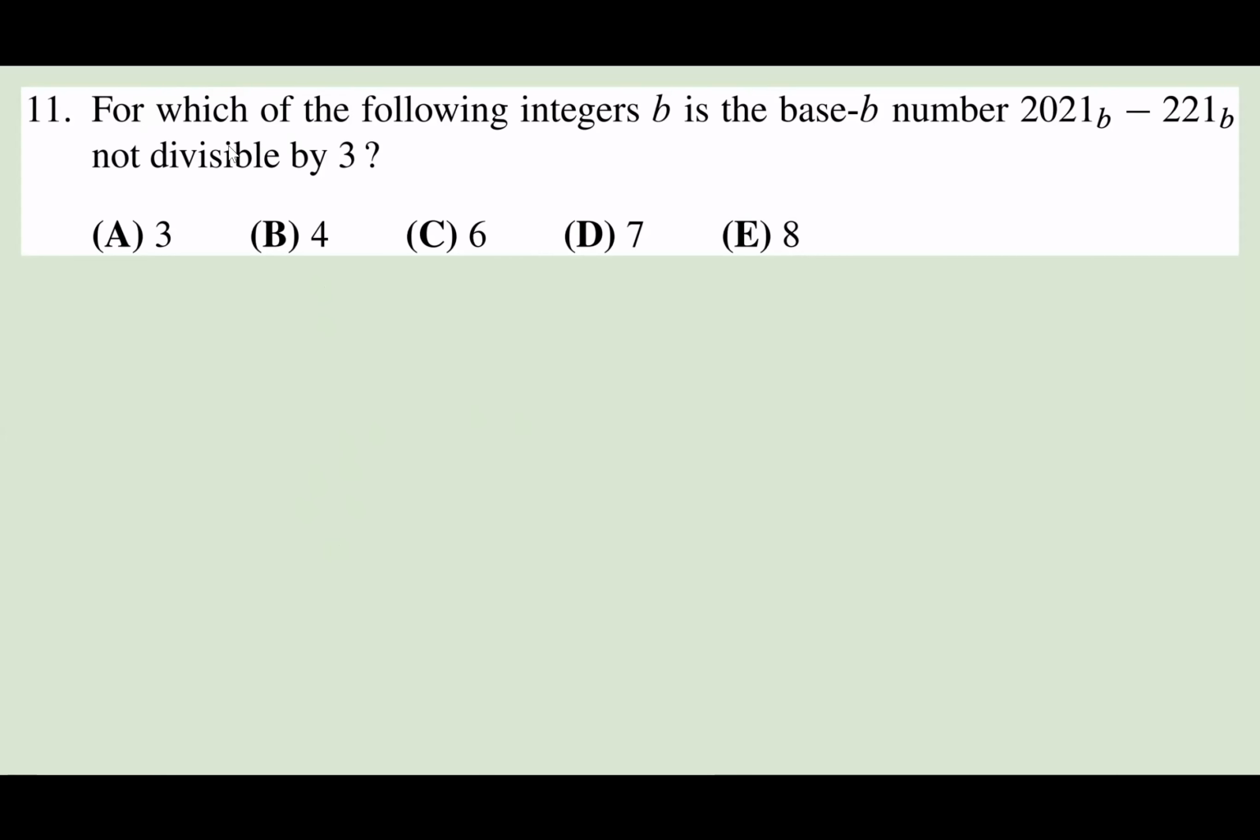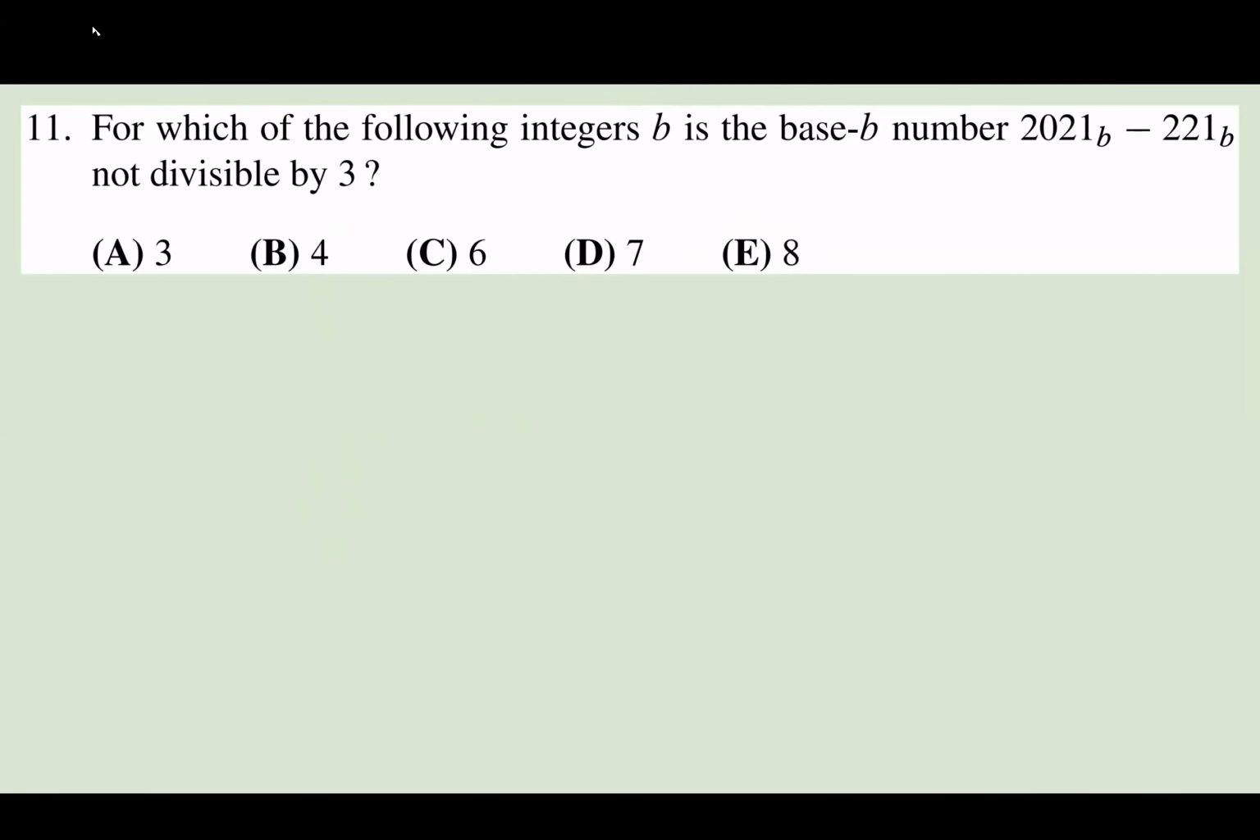All right, so number 11 asks, for which of the following integers b is the base b number 2021 base b minus 2221 base b not divisible by 3? Okay, so for anyone who doesn't understand what bases are, it's a little tricky, but it's not terrible.